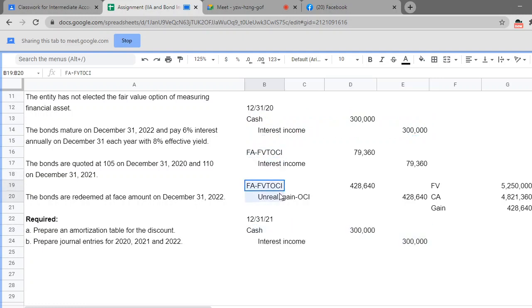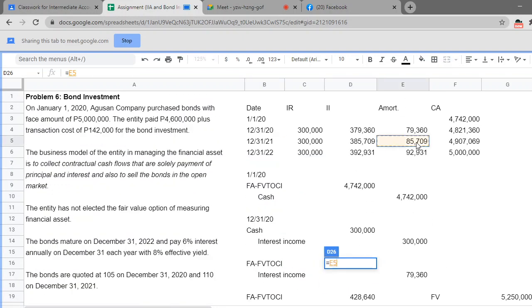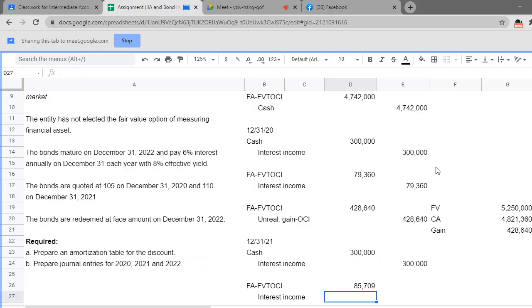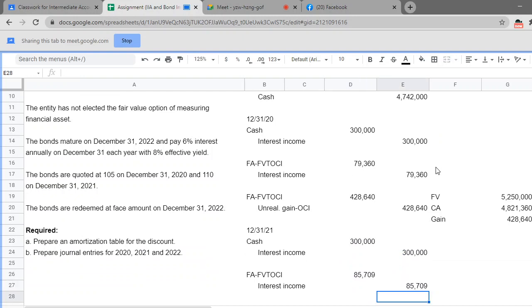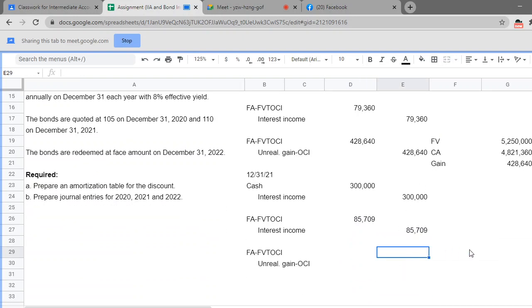And we have these entries lang gihapon as usual. First, atong amortization of the discount. Na nato sa year 2, so that would be 85,709. Okay. And atong i-update na pod ang fair value. So this time, year 2021, ang fair value niya is at 110. So that would be 5 million times 1.1.